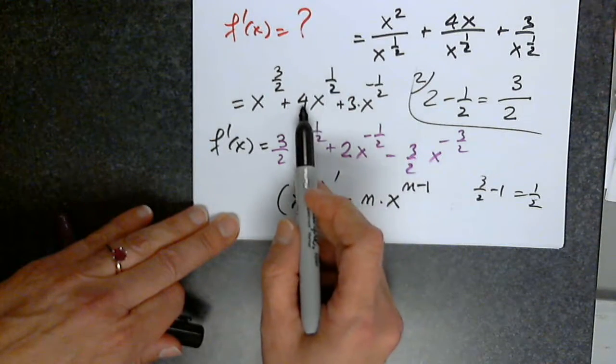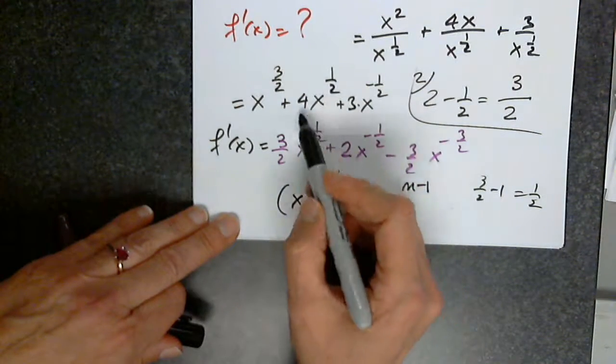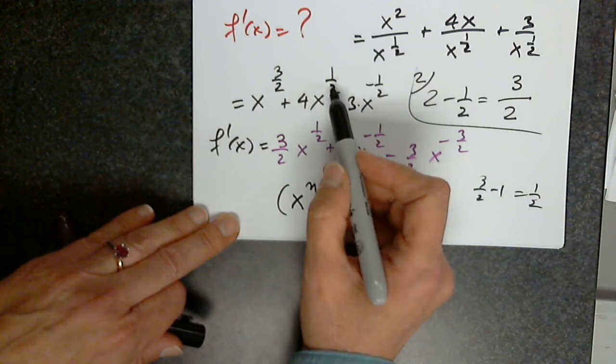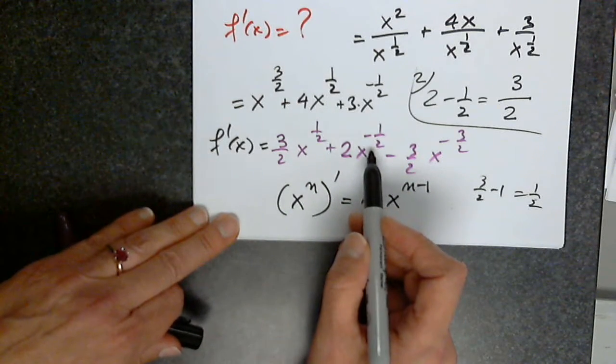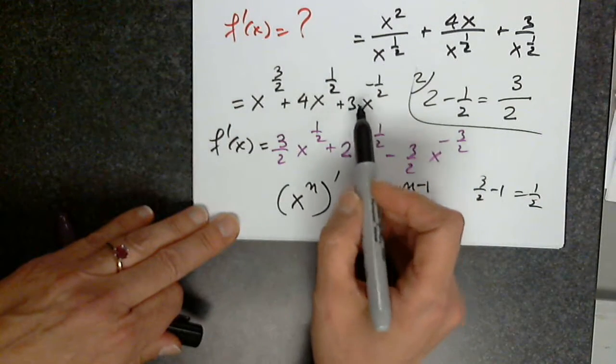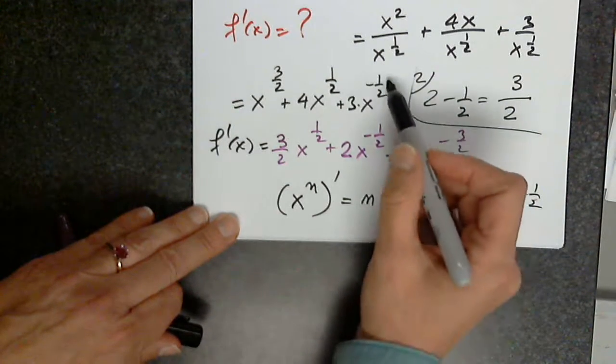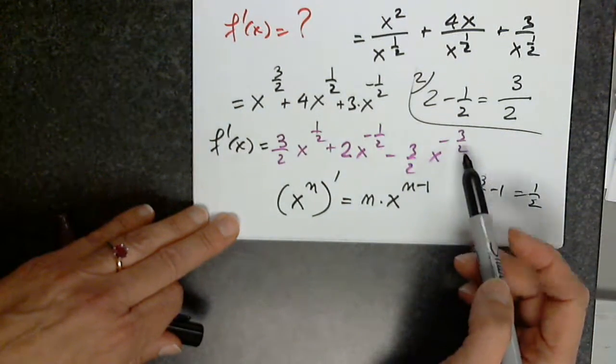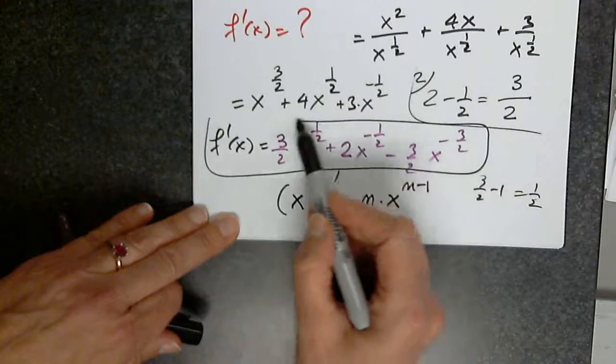And then plus, I have 4, I bring down 1 half, 4 times 1 half is 2, but I have to subtract 1 from 1 half, and then I get negative 1 half. And then I bring down negative 1 half, multiply by 3, I get negative 3 halves, and then from negative 1 half, I subtract 1, and I get negative 3 halves. Is this okay now? Yes.